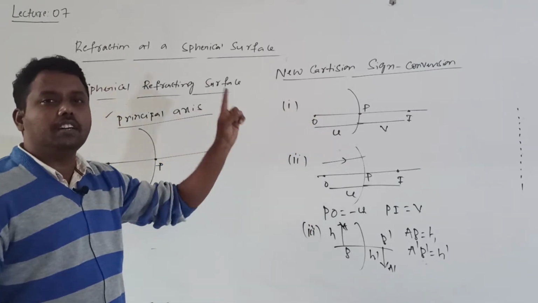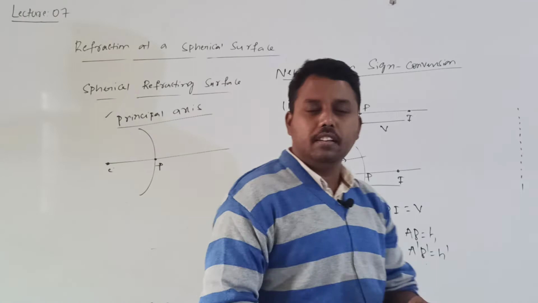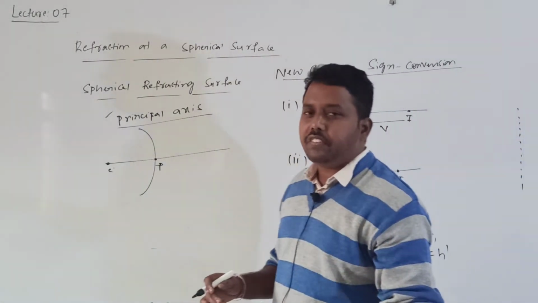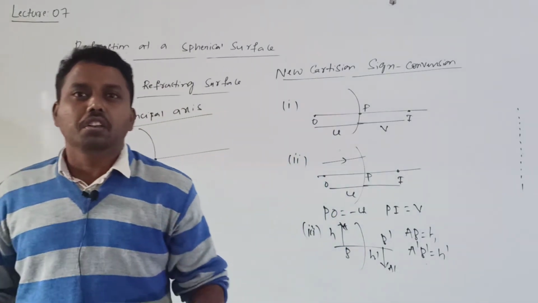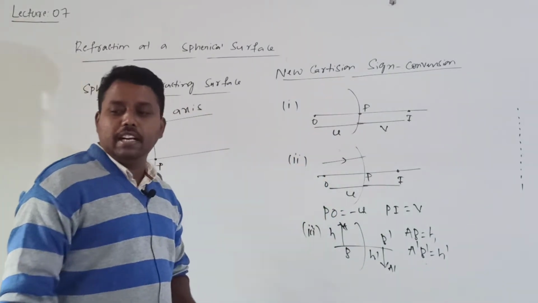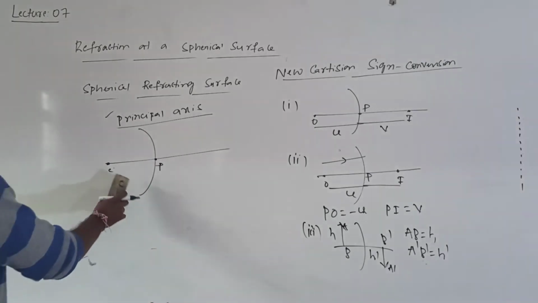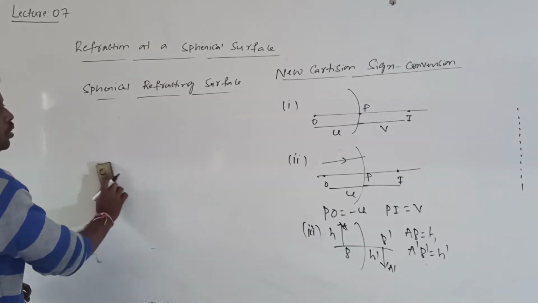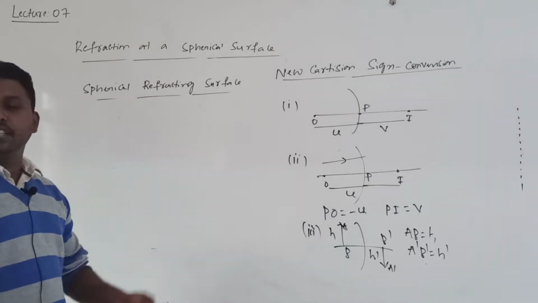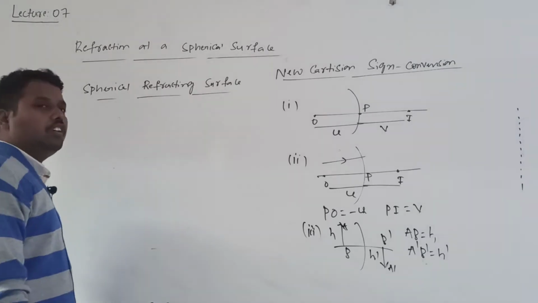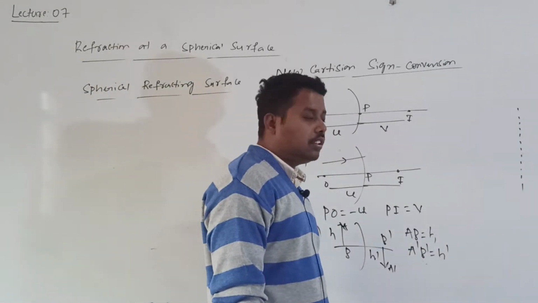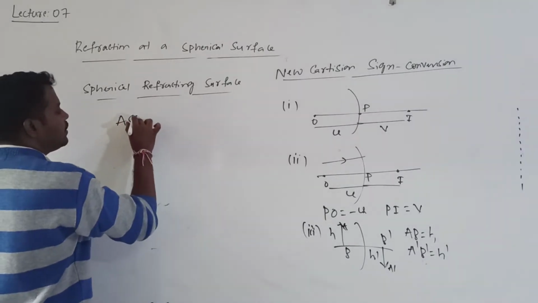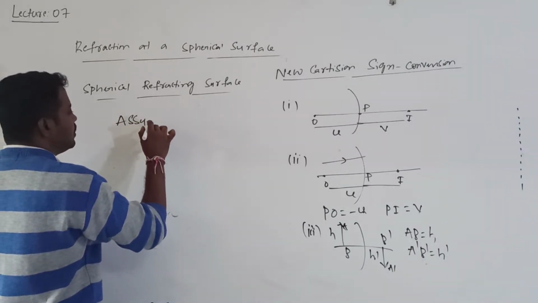What is the first condition? All distances should be measured from the pole along the principal axis. The second condition is, those distances which are measured in the direction of the incident ray are taken as positive, and those measured in the direction opposite to the incident ray are taken as negative. Third, those heights which are measured above the principal axis are positive and below the principal axis are negative. So after completing this, for studying the refraction at a spherical surface, we will make some assumptions.